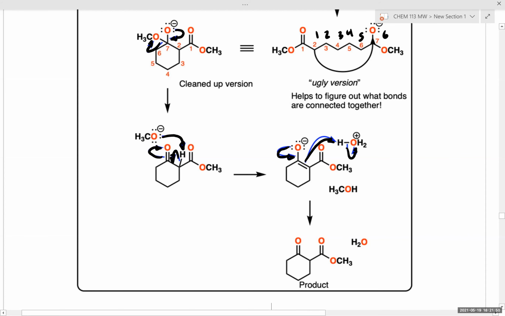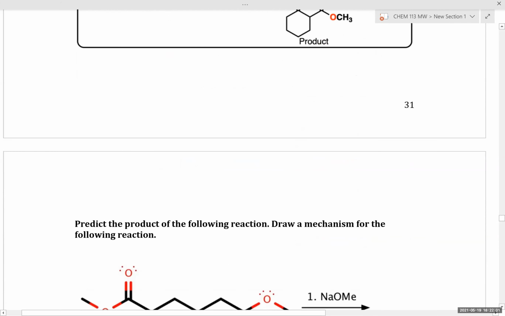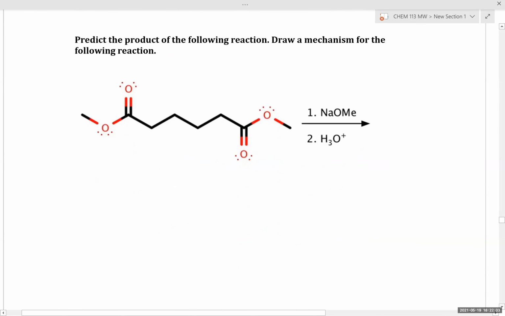And I know what you're thinking. We're just forming a single carbon-carbon bond. That should be pretty straightforward. Let's try to practice what we've learned, and let's try to predict the product of the following reaction. And let's really practice numbering our carbons so we can properly draw the intramolecular Claisen product.